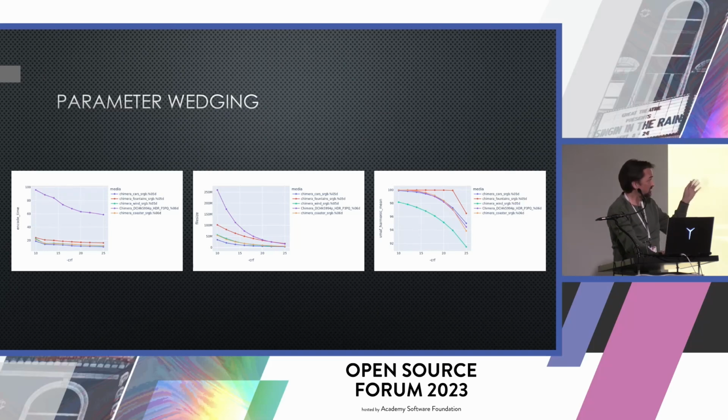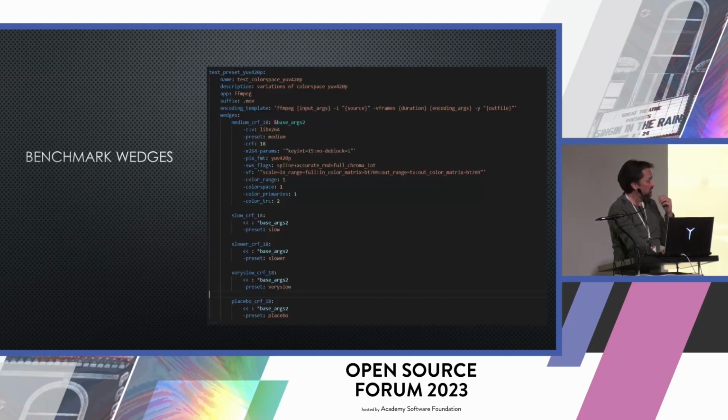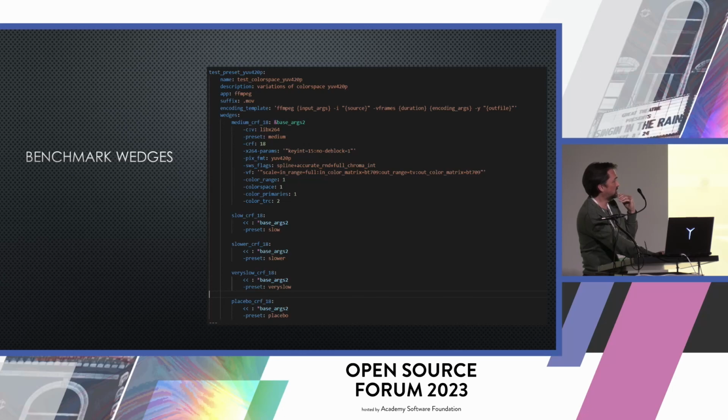So these kinds of graphs are super useful. Daniel Flenaheen has been working on a benchmarking tool that allows us to very easily compare different parameters against each other and graph the results. But we can also use this in a variety of other ways.